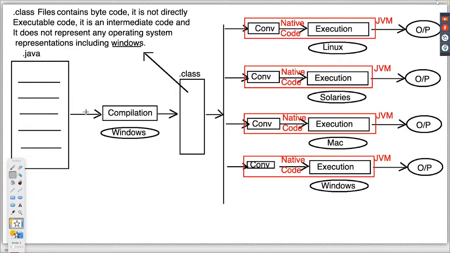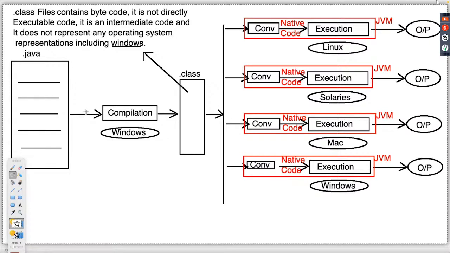Why? Because, listen carefully, Java is a platform independent programming language because of JVMs only. Because of JVMs only, Java is what? A platform independent programming language. But JVM is platform dependent. First JVM is Linux based JVM. Second JVM is Solaris based JVM. Third one is Mac JVM. Fourth one is Windows JVM.